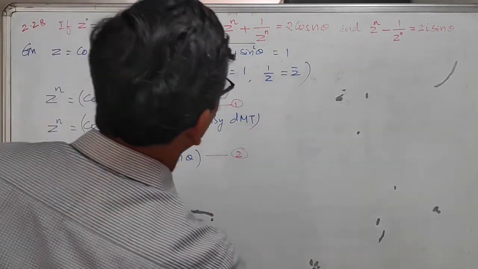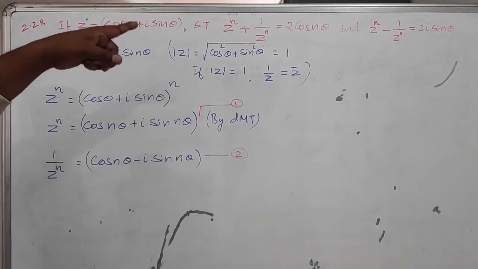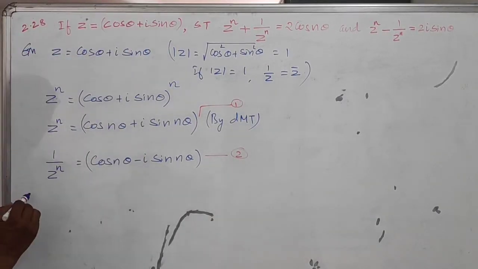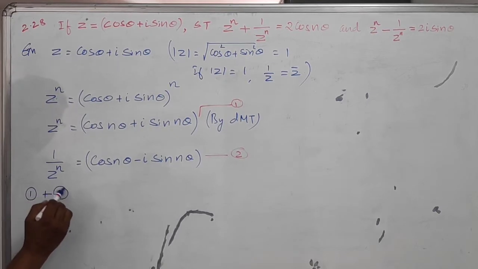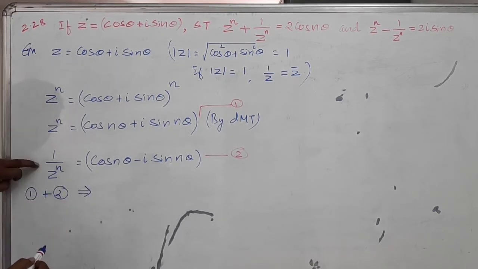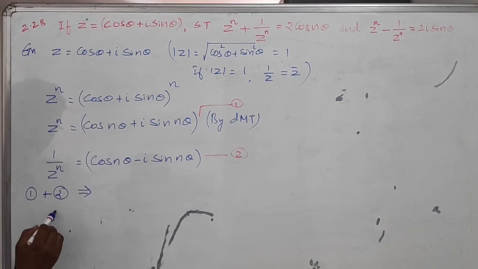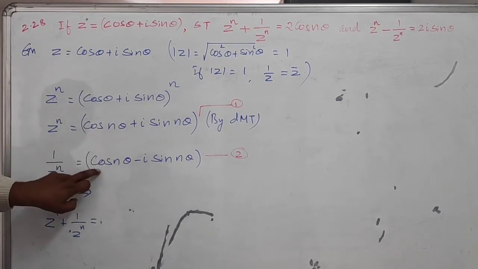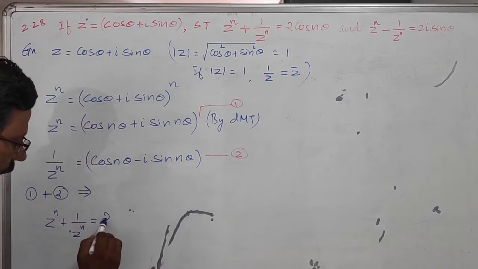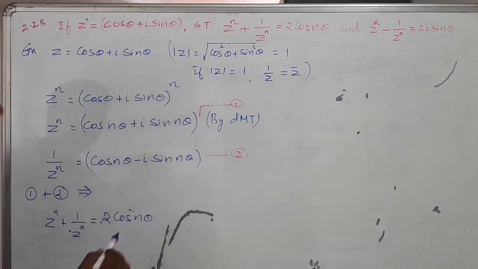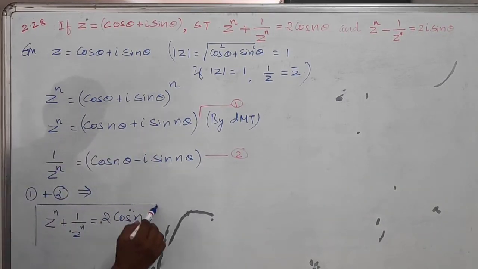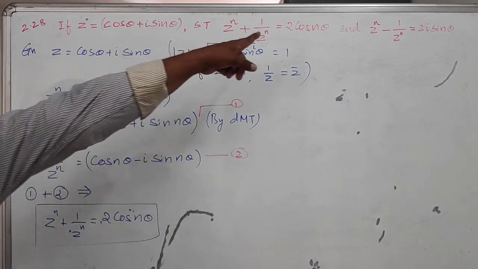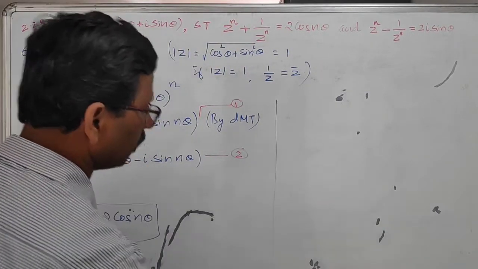Now, we need to prove the first result, z power n plus 1 by z power n. I have to add these two, 1 plus 2. Adding LHS, z power n plus 1 by z power n is equal to, while adding, cos n theta plus cos n theta, you are getting 2 times cos n theta. And these two get cancelled by adding. Therefore, you can get z power n plus 1 by z power n is equal to 2 cos n theta. We got the result.